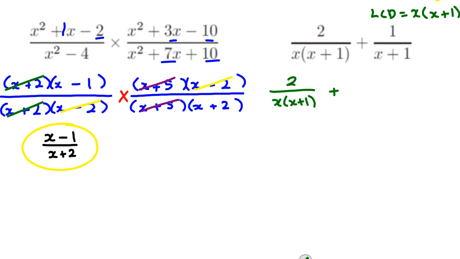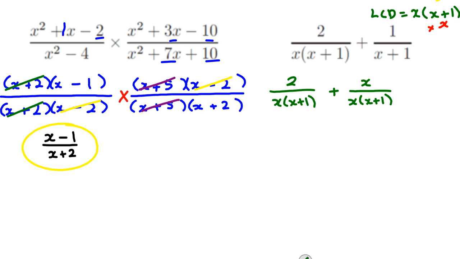plus, what do we need to times the second fraction by, the top and bottom by, to make x brackets x plus 1 the denominator? That's right, we need to times by x. So times 1 times x is just x over x brackets x plus 1. Fantastic. So we've times the top and bottom of the second fraction by x.